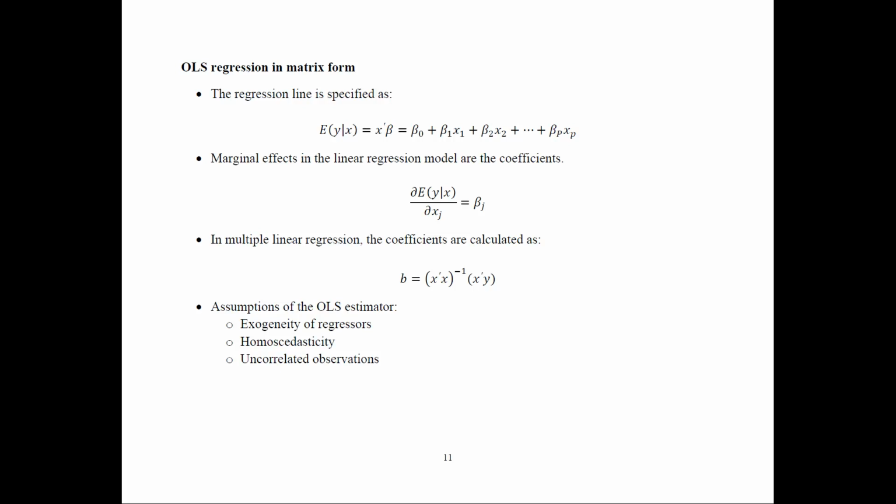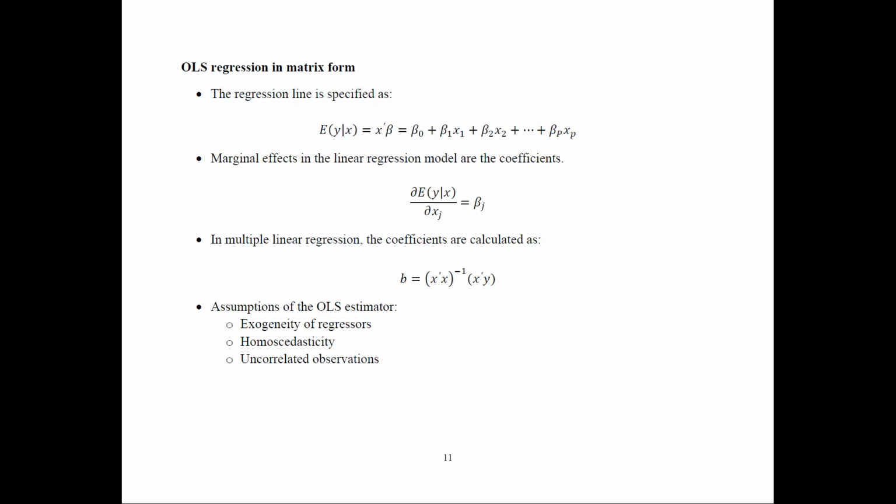We will see later on in some models, such as the probit and the logit model, that this is not always the case anymore when we have models that are not linear. So in multiple linear regression, the coefficients would be calculated as b equals x prime x inverse x prime y. And that's how these coefficients are calculated when we use software packages.